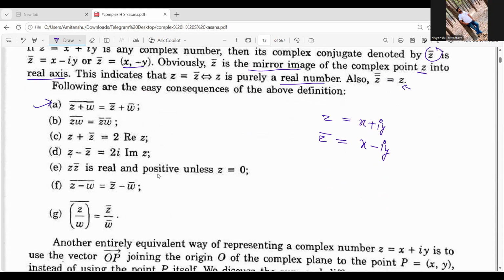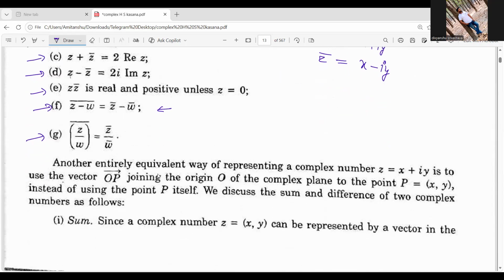So these are the following consequences of the above definition. If you have z plus omega, then z bar plus omega bar, and likewise for the product, z omega bar equals z bar omega bar. And z plus z bar is equal to 2 real z. And for the imaginary part, z minus z bar is equal to 2 iota imaginary z. And z z bar is real and positive unless z is equal to 0. And here is z minus w. And if we go for the division section, then z bar upon omega bar.